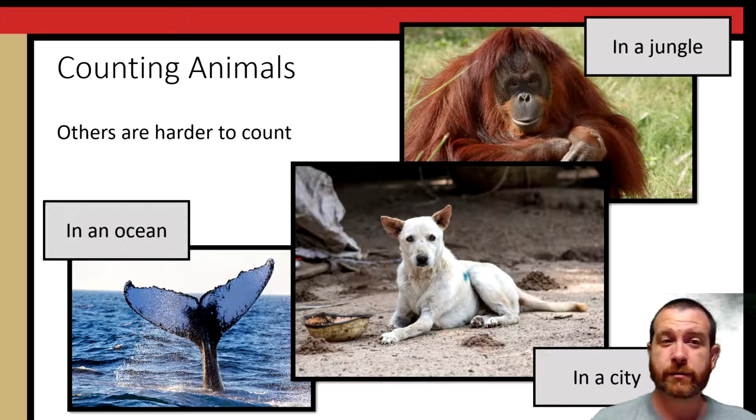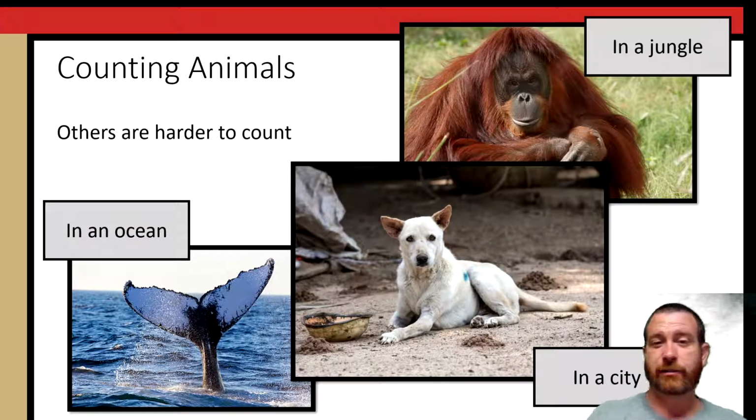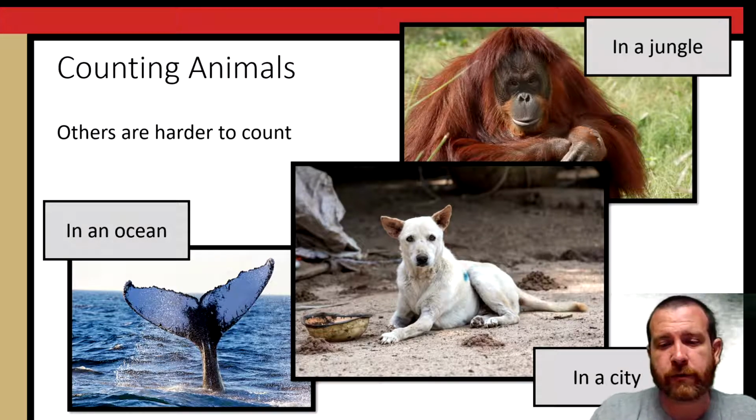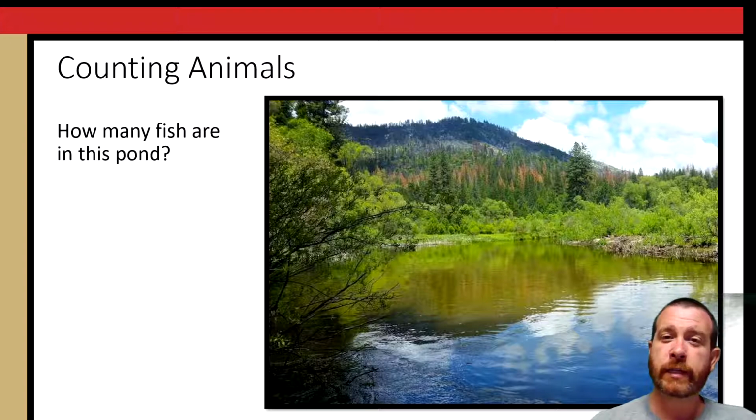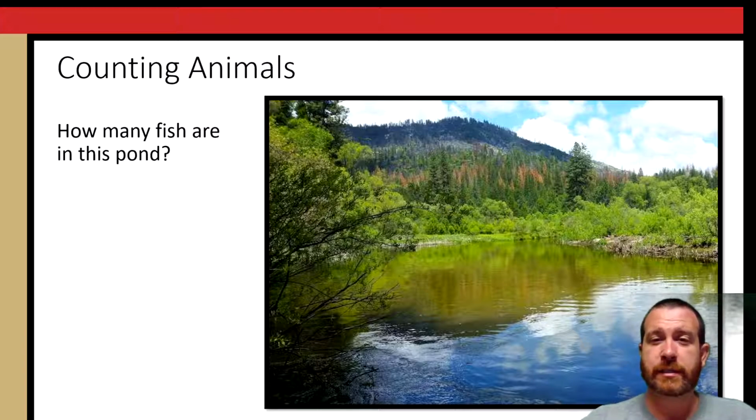And things like whales are in the middle of an ocean. It's really hard to see them, right? It's very hard to keep track of animals living in an area where I can't see all of them. A really classic example of this is if I want to say how many fish are living in this pond. Well, I can't see to the bottom of this pond. It's kind of murky. It's hard to see everything that's going on.